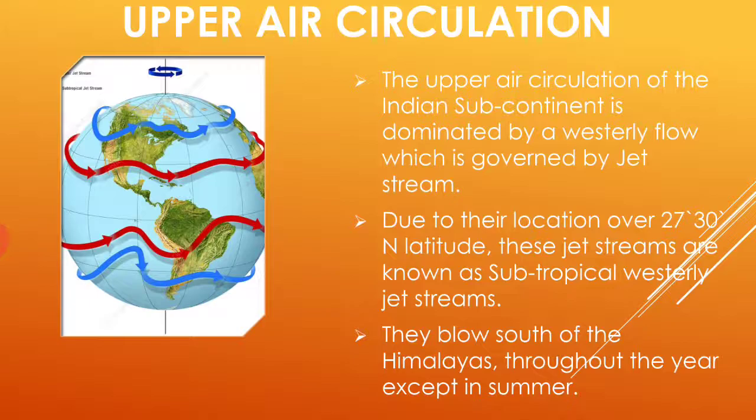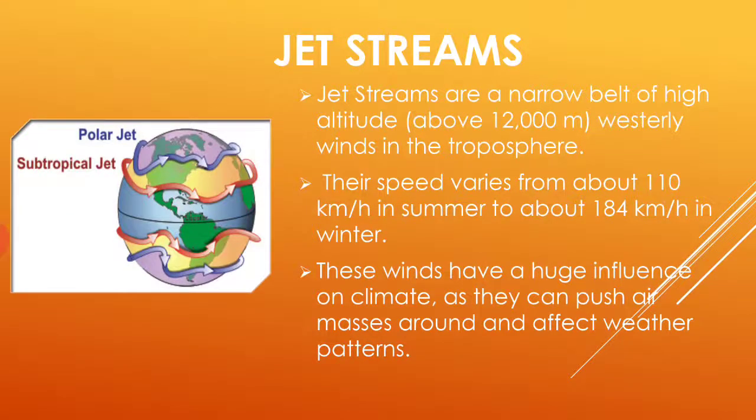Now, upper air circulation. The upper air circulation of the Indian subcontinent is dominated by a westerly flow which is governed by jet streams. Due to their location over 26° north latitude, these jet streams are known as subtropical westerly jet streams. They blow south of the Himalayas throughout the year except in summers. So what are jet streams? Basically, jet streams are a narrow belt of high altitude, that means above 12,000 meters, westerly wind in the troposphere.